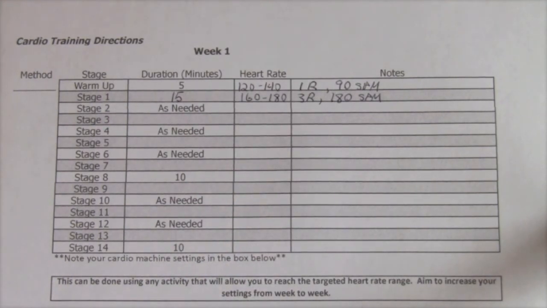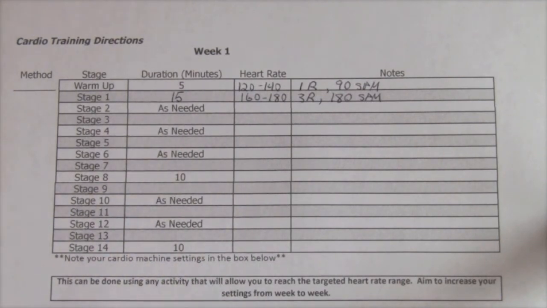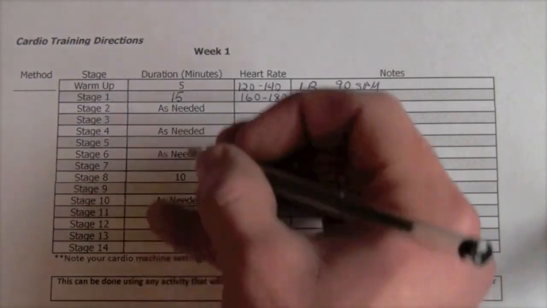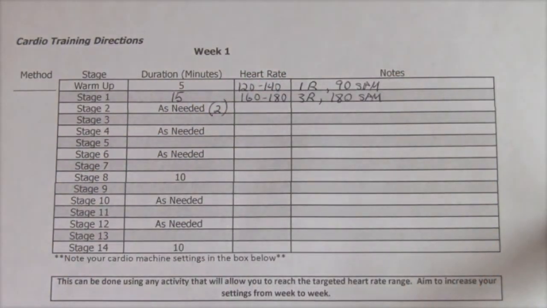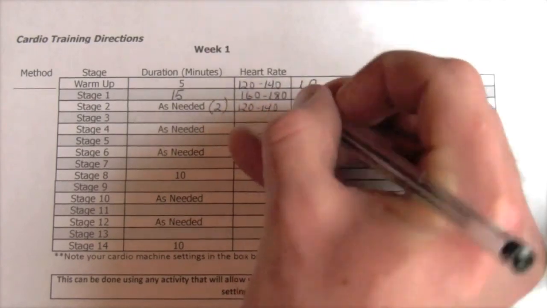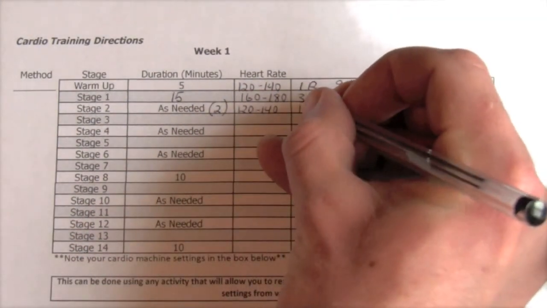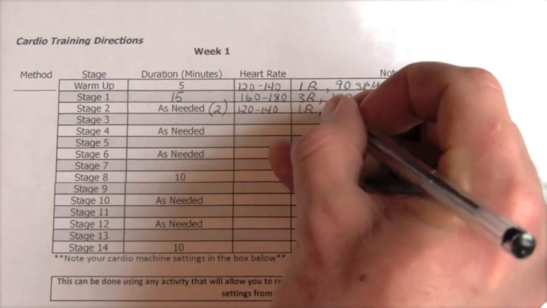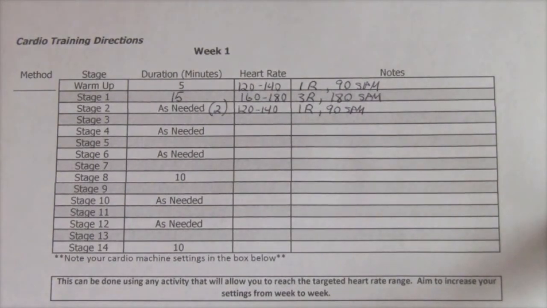Now what they did next is they took their recovery period and they figured that it lasted around 2 minutes. I just like to write in the time there. So that's 2 minutes, and that got them back down into the 120 to 140 range. And those settings are going to be equal to that warm-up. So 1 resistance at 90 strides per minute.